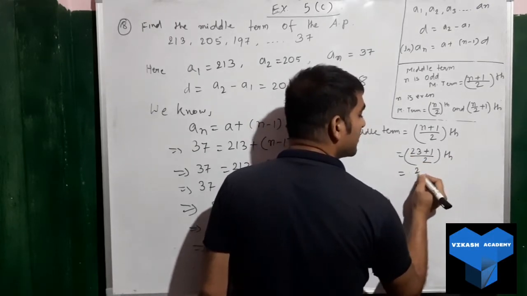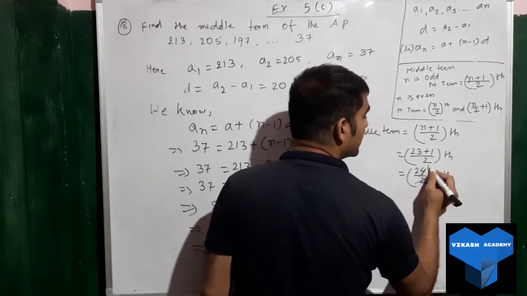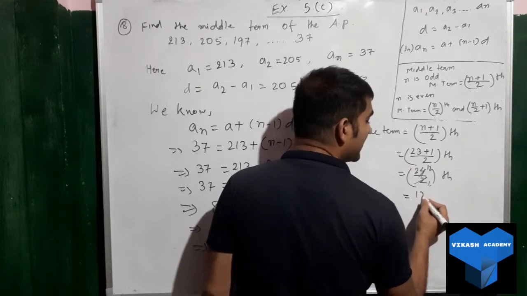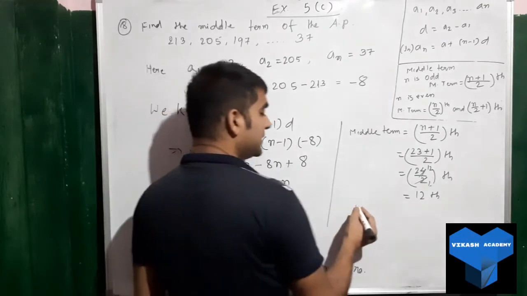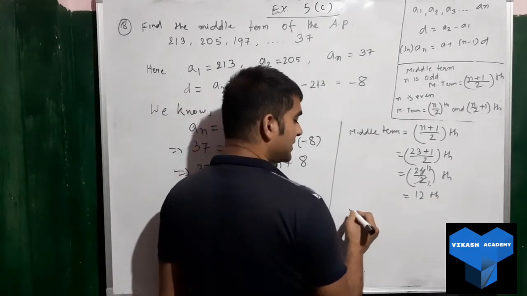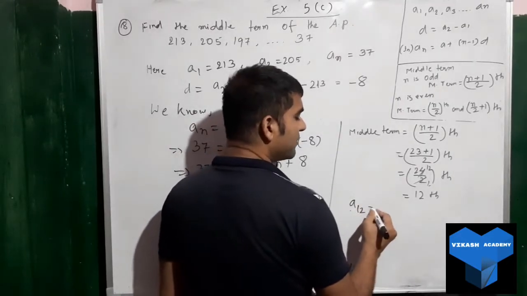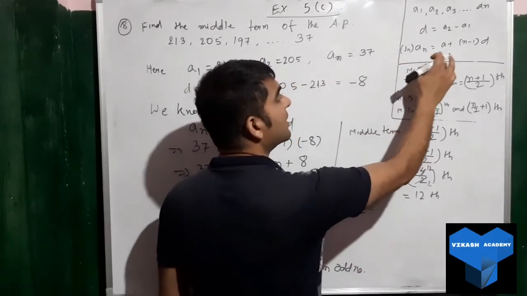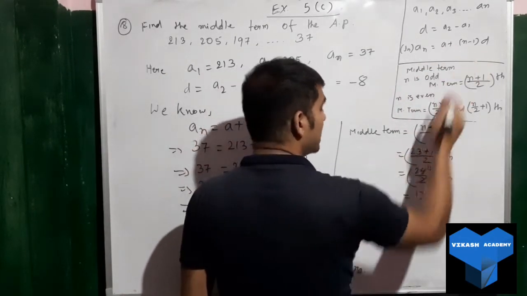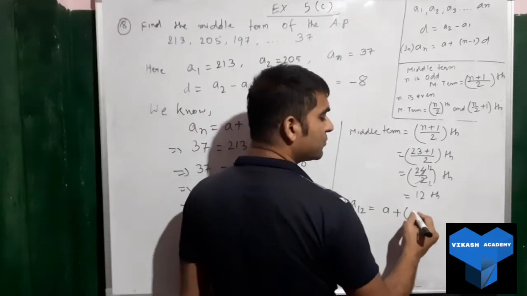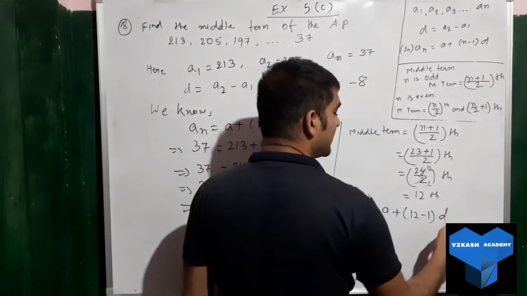Then 23 plus 1 will be 24 by 2 th. Cancel 2 by 12, 12 times 24. So the 12th term. Now we have to find the T12 value. So we'll write T12 or A12. I write A12, okay? A12 will be what? A12, so An. What is A? You will write A or A1 plus n minus 1. So in place of n we are writing 12, so it will be 12 minus 1. Now plus into D.